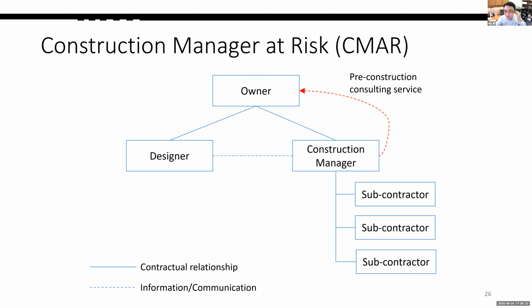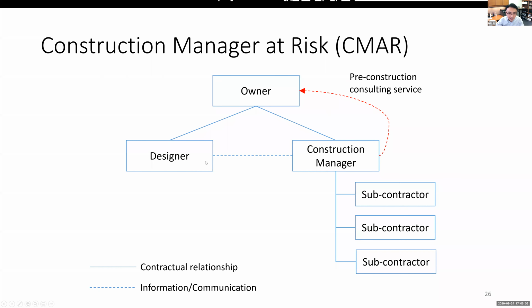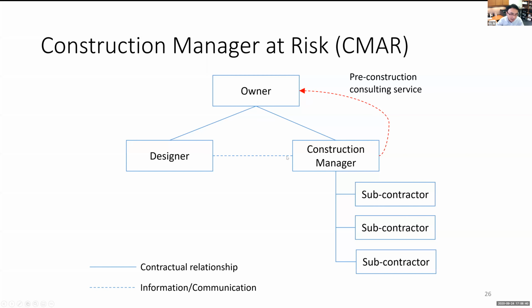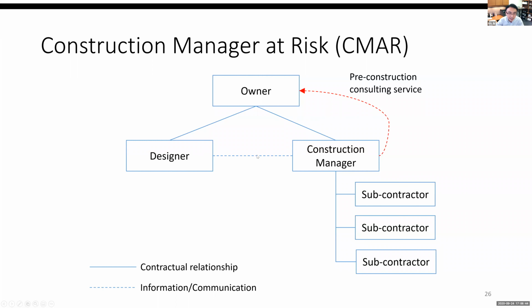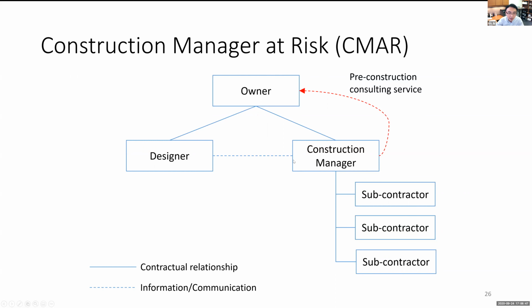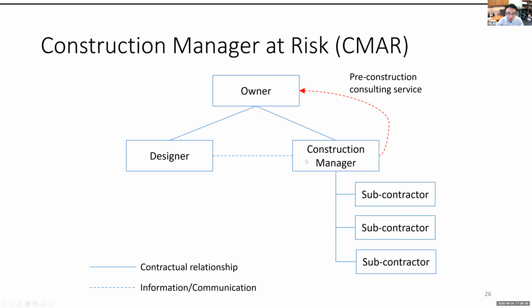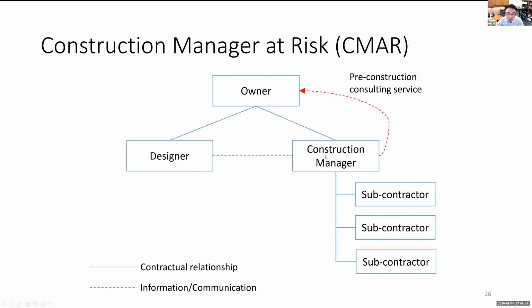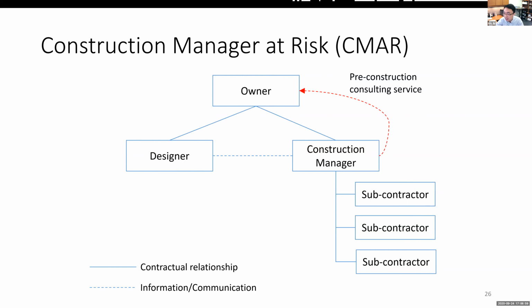So the problem is what, guys? The problem is between this designer and the construction manager, the communication is still a dashed line, which means, yes, now there's an opportunity for us to sit together to share the opinion, but still there's no contractual obligation. I'm not responsible for what I said. I'm only responsible to you, but between us, I don't have any responsibilities. Okay, so if you're the owner, what is your next move?